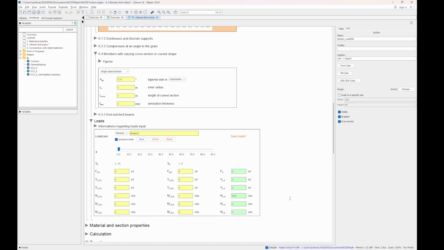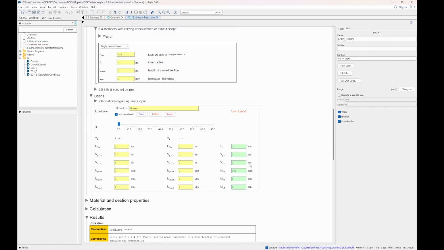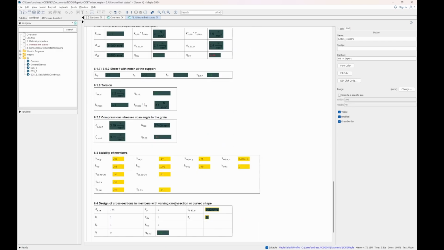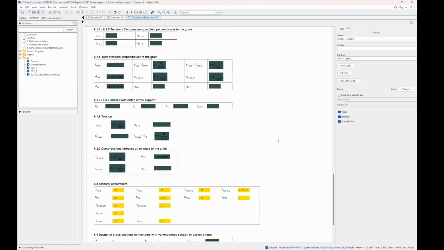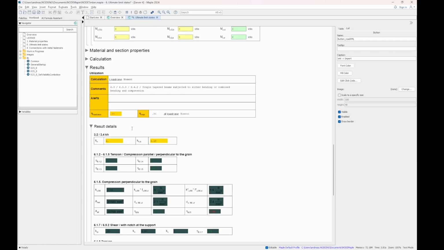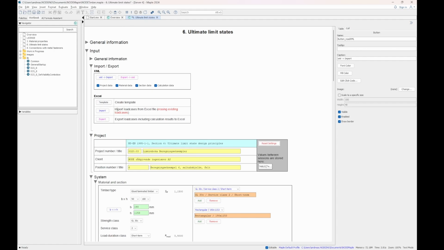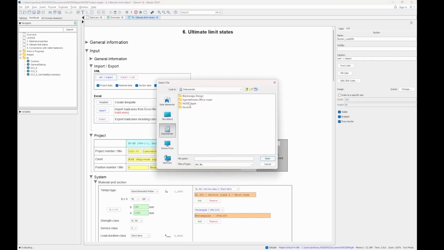So the moment is of course reduced now, and we do have the maximum utilization of 0.98 here, which is also done here. And let's just switch over to the last check, which is a check of the support.